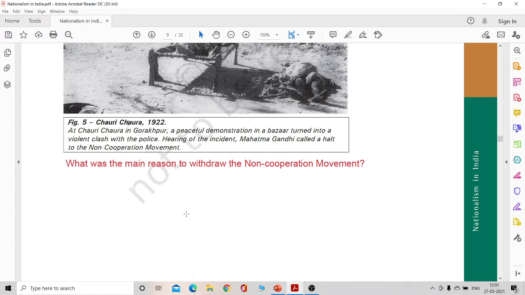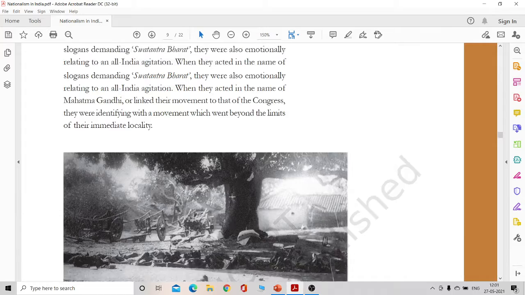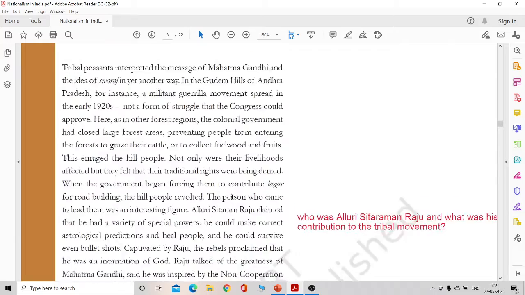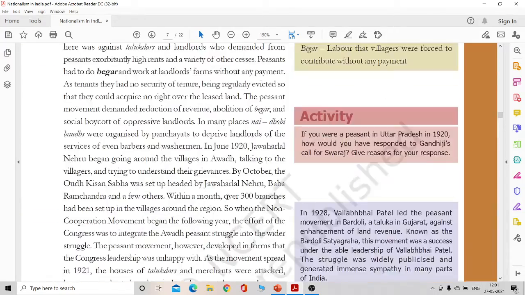What was the main reason to withdraw the non-cooperation movement? So at Chauri Chaura in Gorakhpur, a peaceful demonstration in the bazaar turned violent, and hearing this incident, Mahatma Gandhi called a halt to the non-cooperation movement. And of course, the reason being, he stated that people were not yet ready to be satyagrahis and more training was required, right? So this is the main reason why the non-cooperation movement was stopped so abruptly, right?